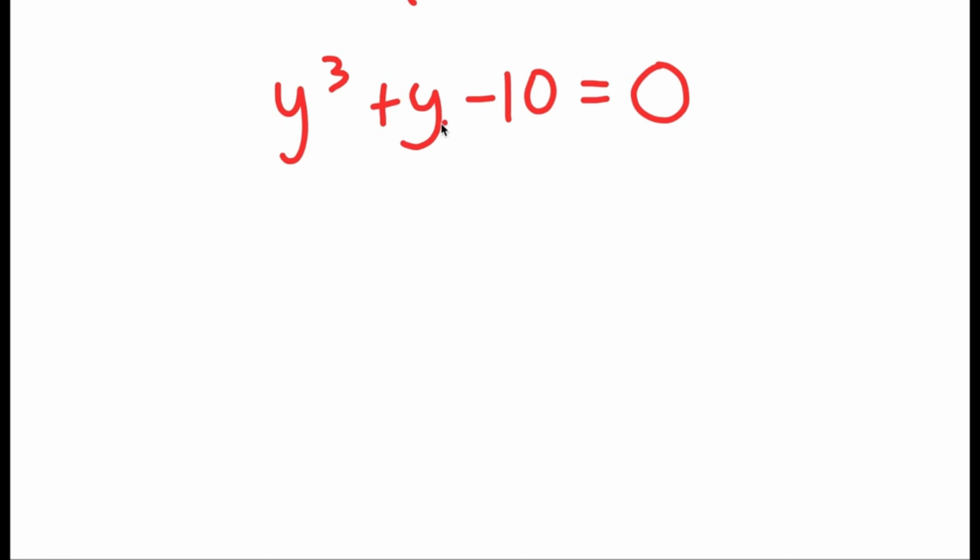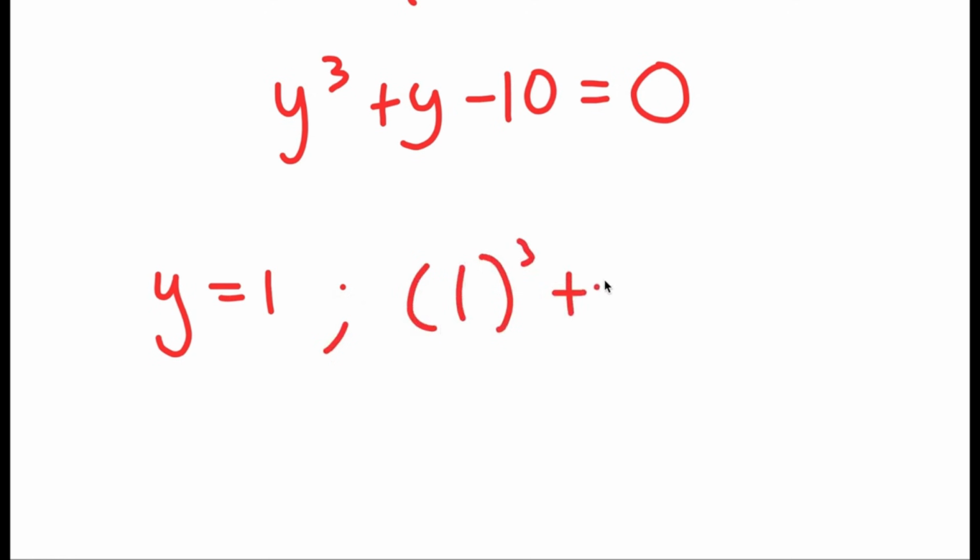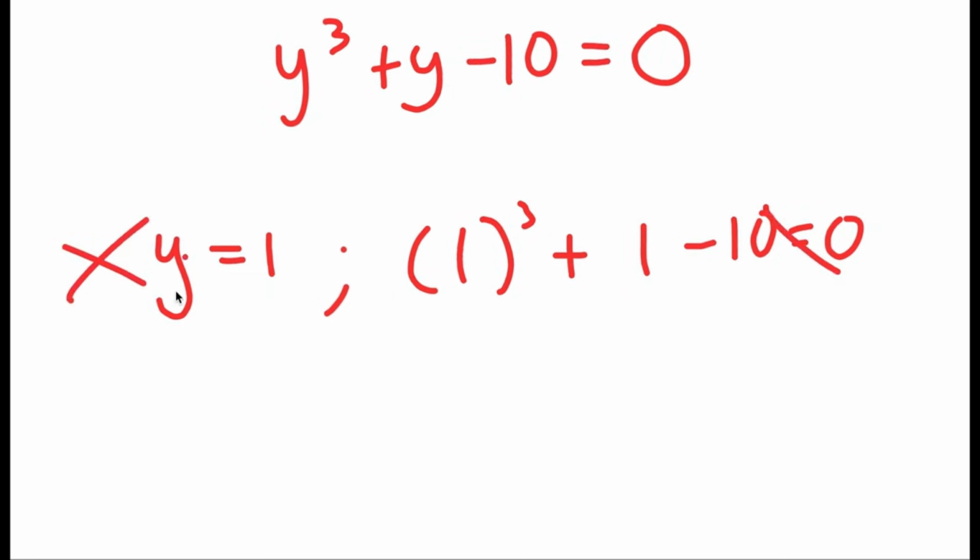So to do that and find that first solution, I'm just going to test values of y. So we're going to start with y equals 1. So when y equals 1, I have 1 to the power of 3 plus 1 minus 10 is equal to 0. Well, 1 to the power of 3 is 1, 1 plus 1 is 2, 2 minus 10 is negative 8, which does not equal 0. So this does not work.